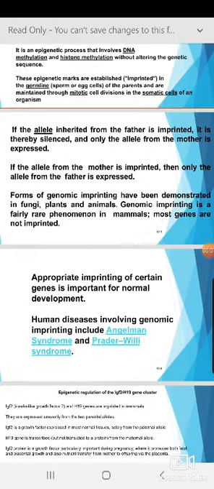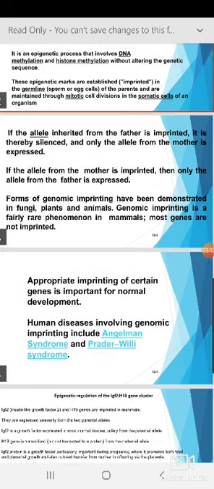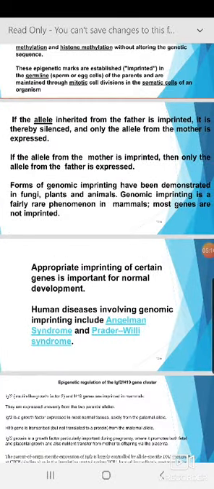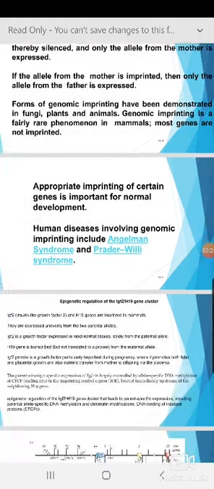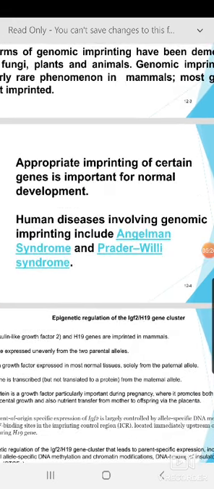Forms of genomic imprinting have been demonstrated in fungi, plants, and animals. Genomic imprinting is a fairly rare phenomenon in mammals. Most genes are not imprinted. So remember, most genes are not imprinted. Next, you need to know that during the development process, appropriate imprinting of certain genes is important for normal development. So that is true. During the development process, certain cells are imprinted. So that actually fulfills the criteria of development.